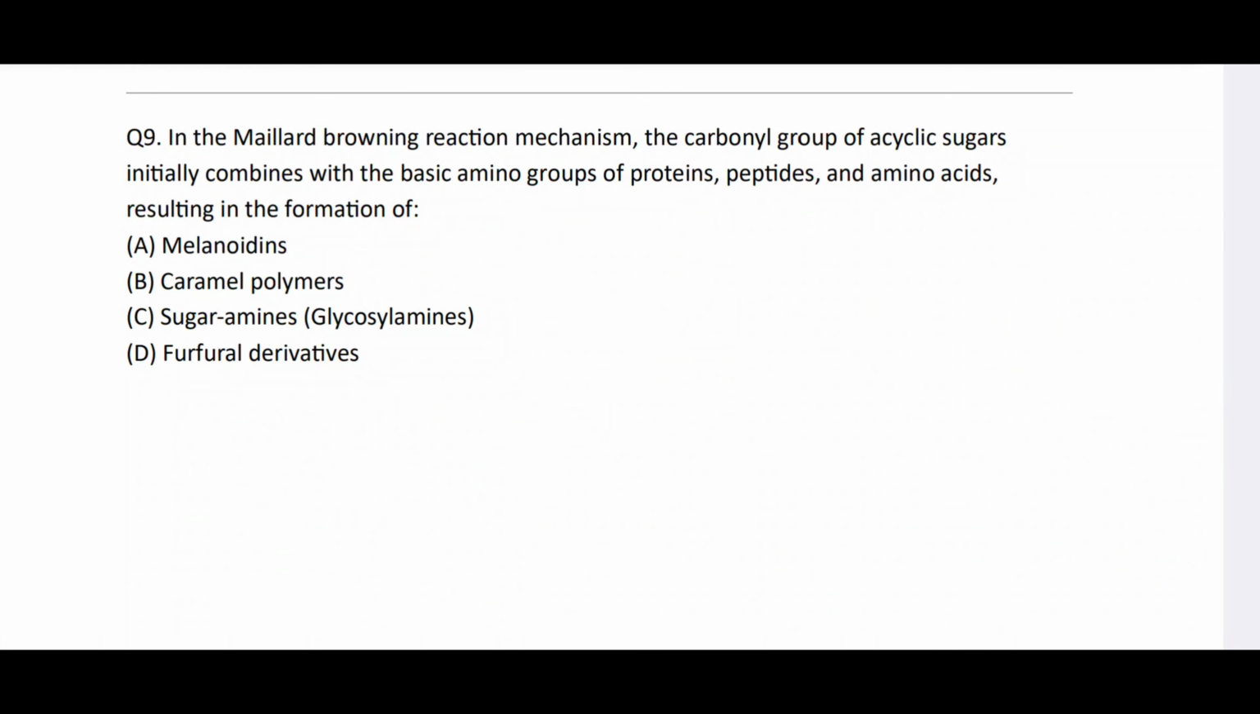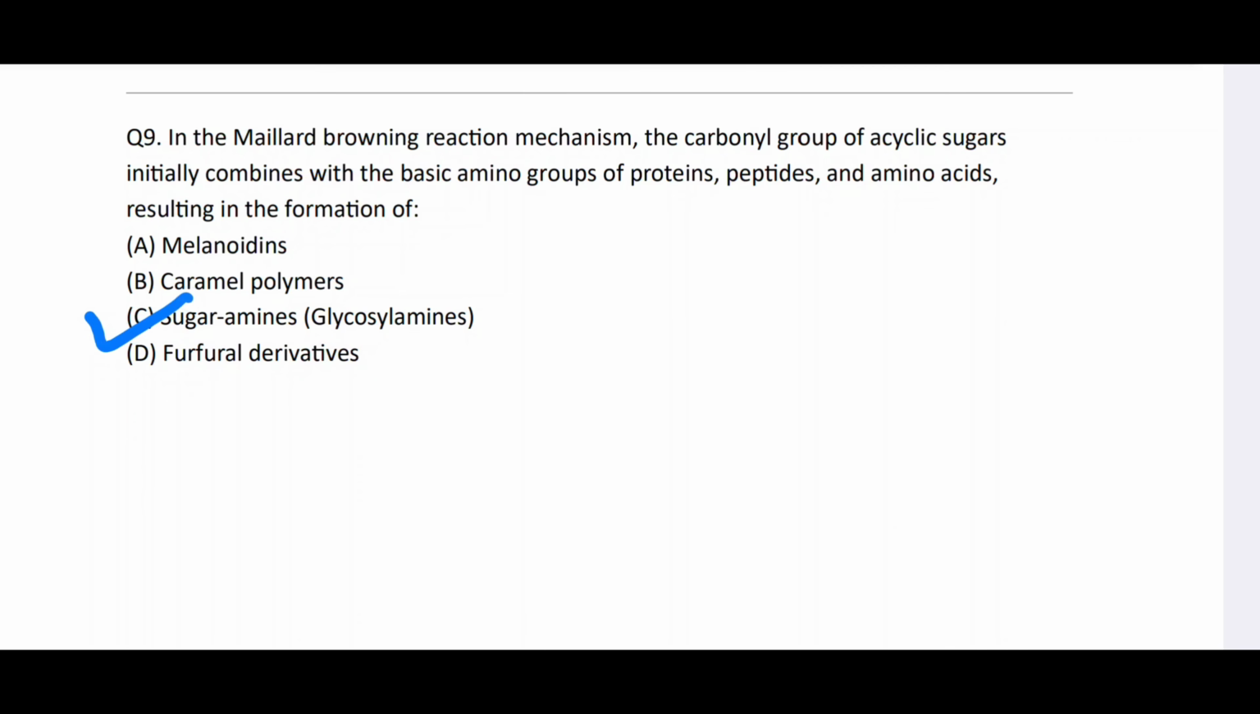So the next question is, in the Maillard-Browning reaction mechanism, the carbonyl group of acyclic sugars initially combines with the basic amino group of proteins, peptides and amino acids, resulting in the formation of. So the right answer will be option C, which is sugar amines, also called glycosylamines.